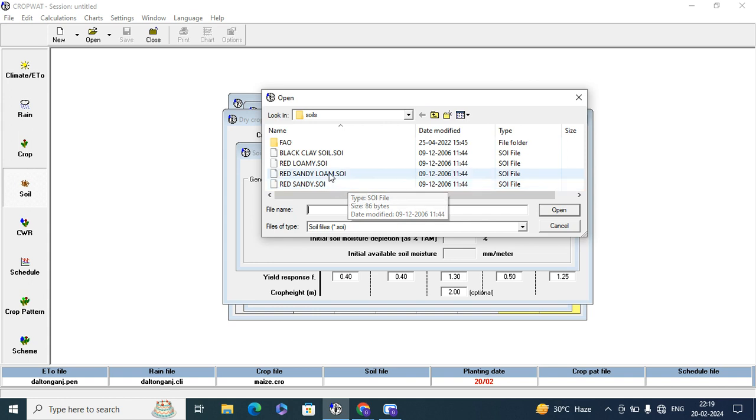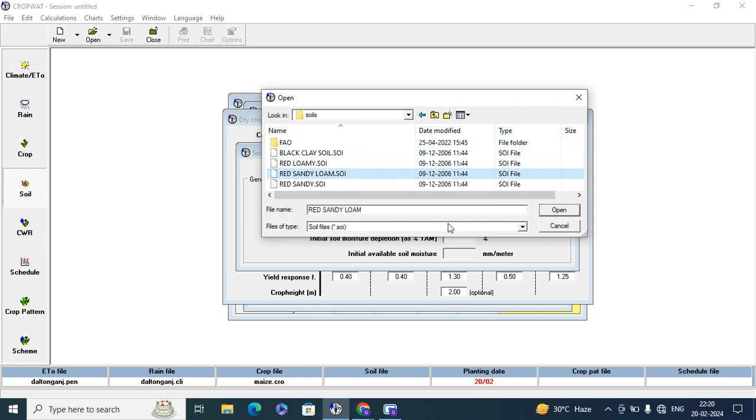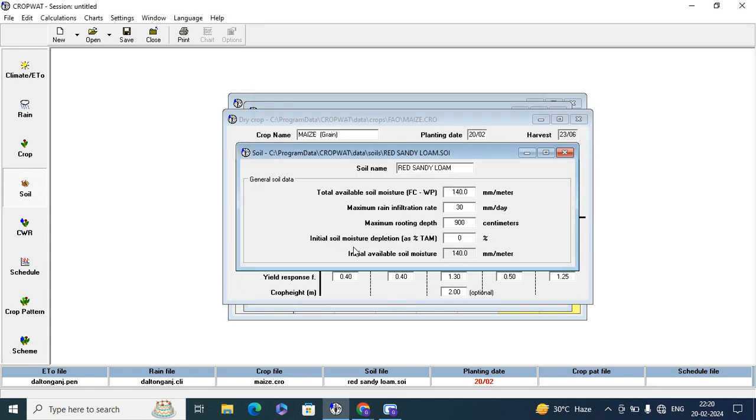Now, if you are not satisfied with this category, if you double click on the FAO folder, these are the three generalized categories of soil, where you can select either heavy soil, light soil, or medium soil, depending on the study area. In the Daltonganj section, the soil type is basically red sandy loamy soil. So I have selected that one. Now click on open. So the soil has been selected.